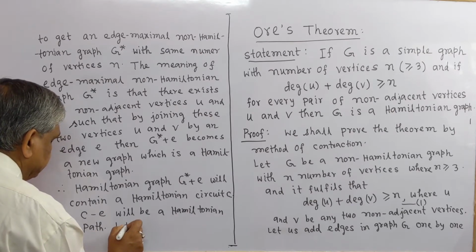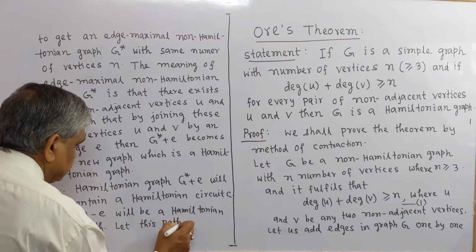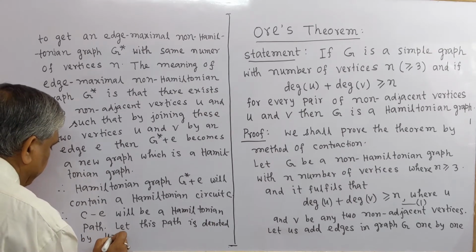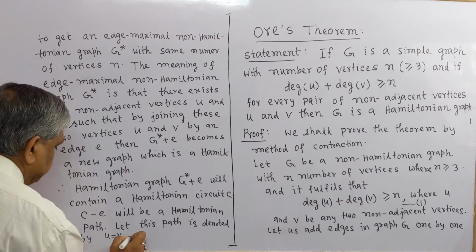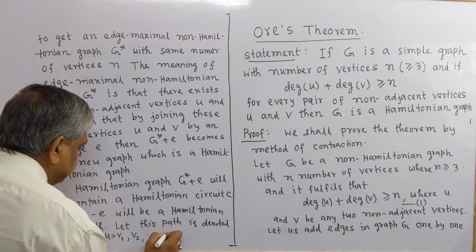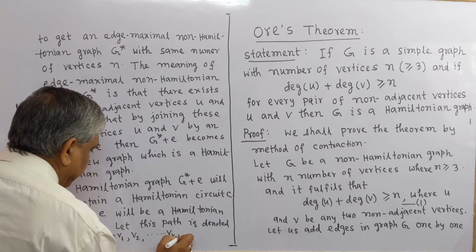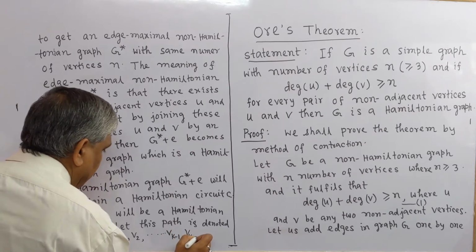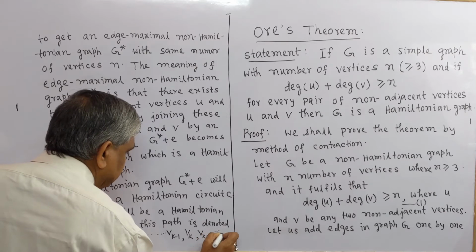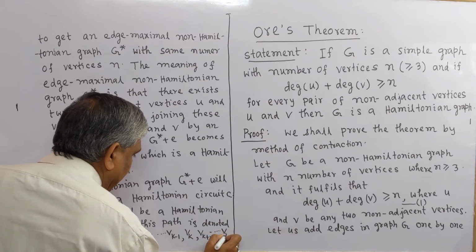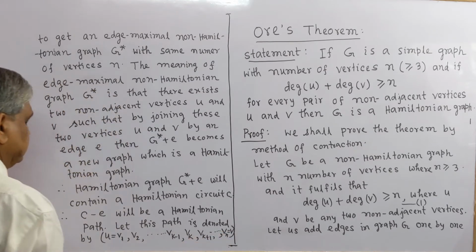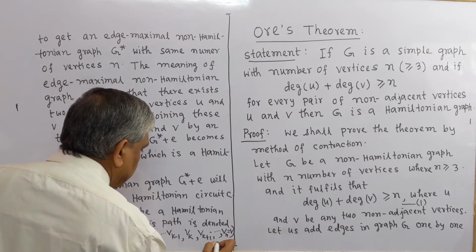Let this path be denoted by U equal to V1, then V2, dot dot, Vk minus 1, Vk plus 1, dot dot, Vn equal to V. Let this be number 2.